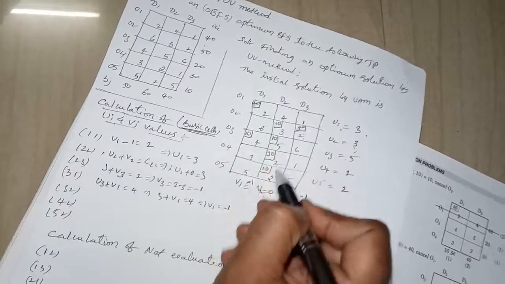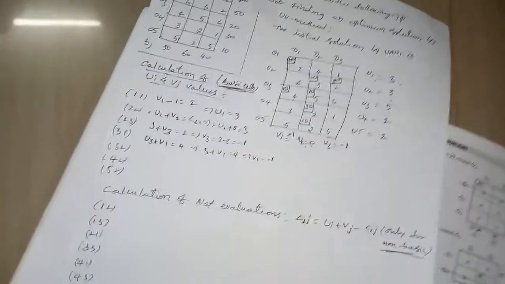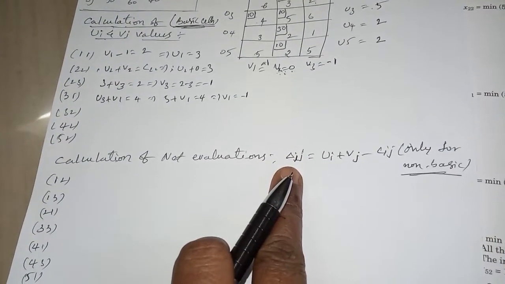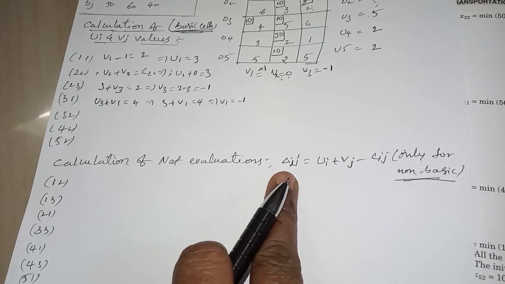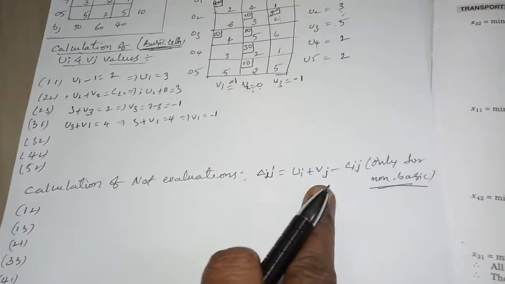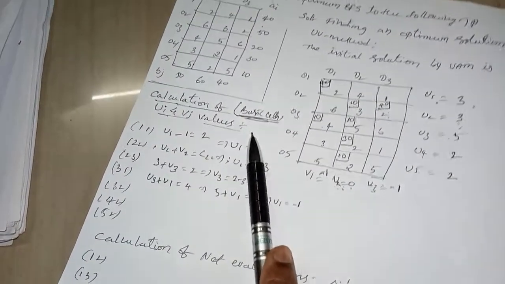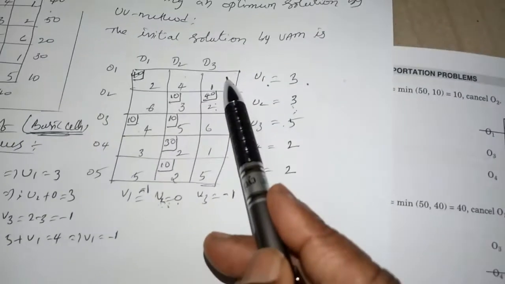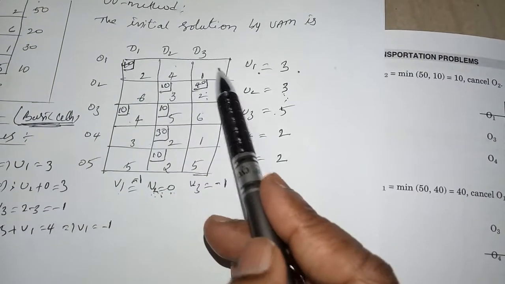Wherever the occupied cells are, that is called a basic cell. And immediately you have to calculate the net evaluations. The net evaluation delta ij you can write as Zij minus Cij, but instead of that, I am taking delta ij equals Ui plus Vj minus Cij. Ui, Vj values you calculate for basic cells, and net evaluations you calculate for non-basic cells, the unoccupied cells. This is called occupied; these are called unoccupied cells. You can write the cell names.